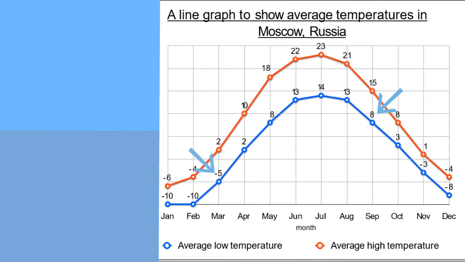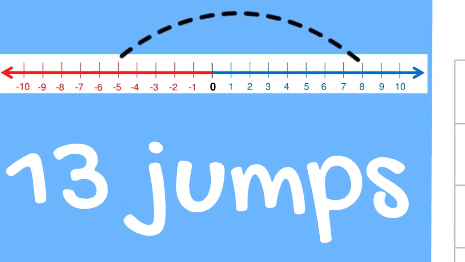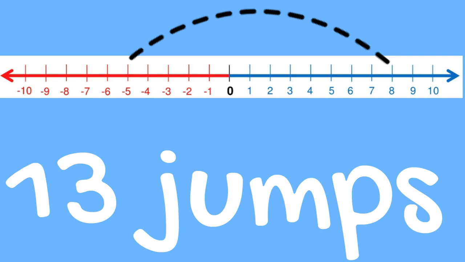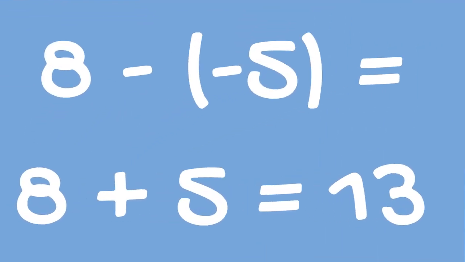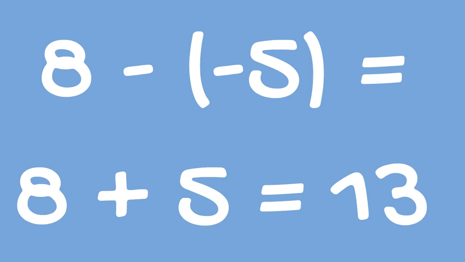So, first way, using the number line. We start on 8, we jump back until we hit -5, and we'll get 13 jumps. So the answer is 13. Or we could use the written method, and we would have 8 minus -5 is equal to something. Using our rule again, that'll change to 8 plus 5 is equal to 13. So the answer is 13.